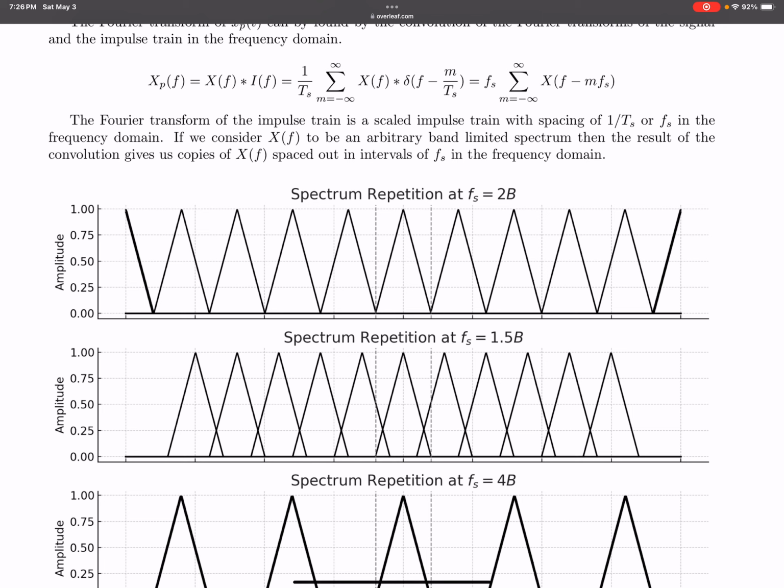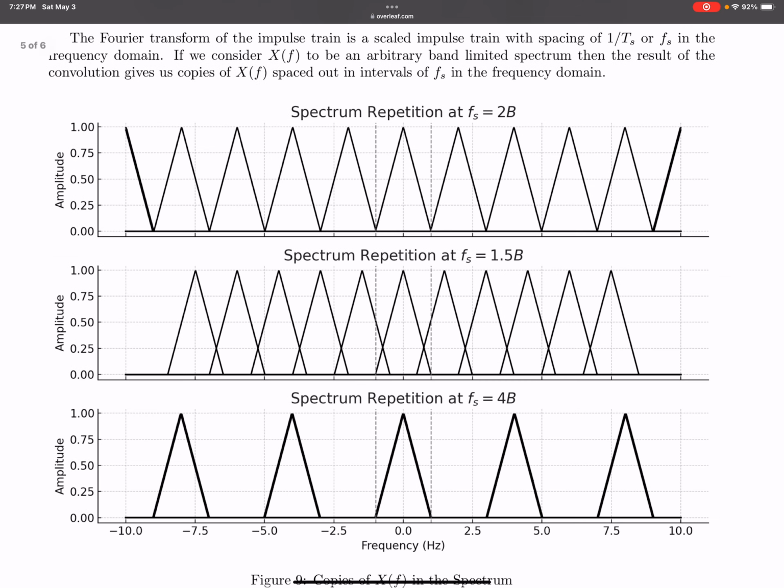So I'm gonna read what I wrote here. The Fourier transform of the impulse train is a scaled impulse train with spacing of f_s in the frequency domain. If we considered X(f) to be an arbitrary band-limited spectrum, then the result of the convolution gives us copies of this spectrum spaced out in intervals of f_s. So this is just what it looks like. And we're going to come back to this picture because this is really what the sampling theorem comes down to.